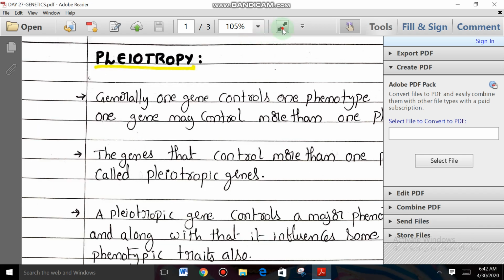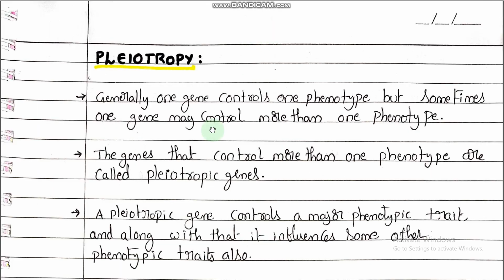Capital T is presented as tall, capital T small t is the heterozygous condition, which is also tall, and small t is short or dwarf. In this case, one gene, capital T, indicates the tall character, and the small t gene controls the short character. Recessive or dominance is separated. Generally, one gene controls one phenotype.